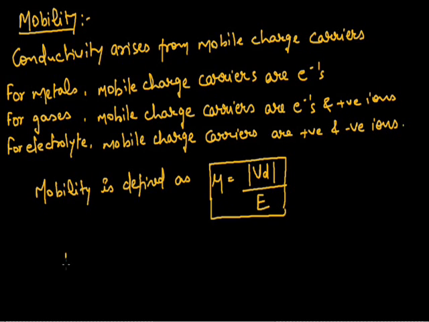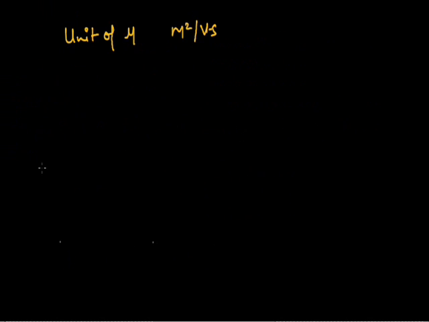Unit of mobility is meter square per volt second. Mobility is always positive.